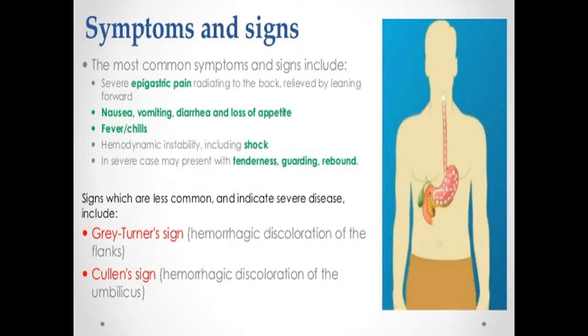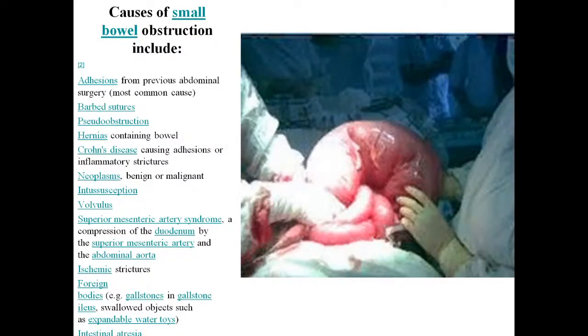That is acute pancreatitis. The next disease is small and large bowel obstruction. In the first slide, you can see the small bowel obstruction and its causes. Causes of small bowel obstruction include, in the first place, adhesions from previous abdominal surgery, the most common cause.